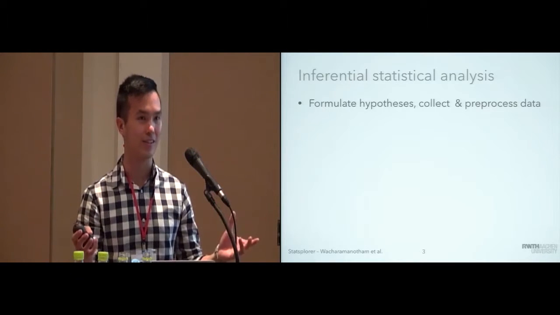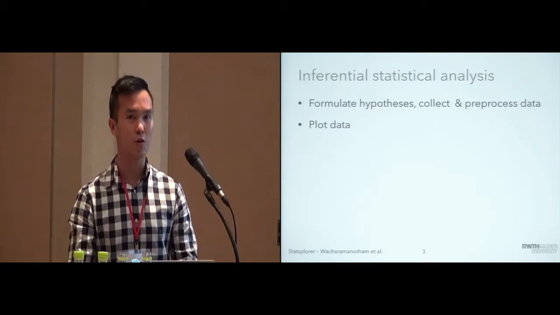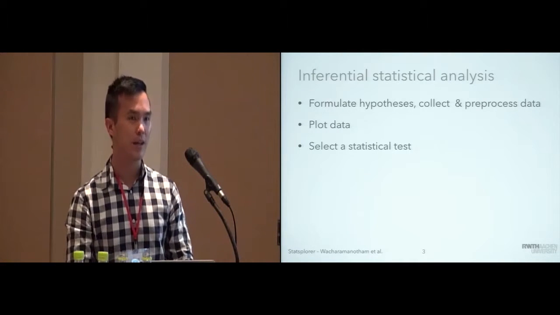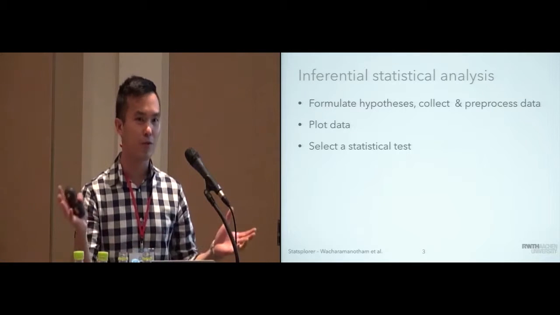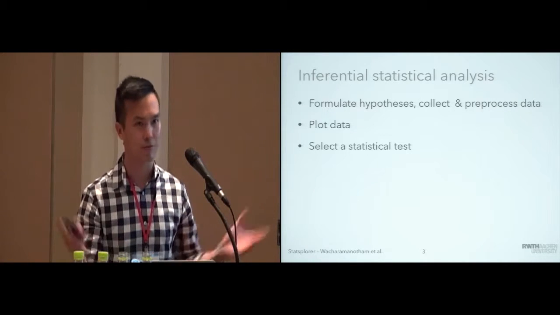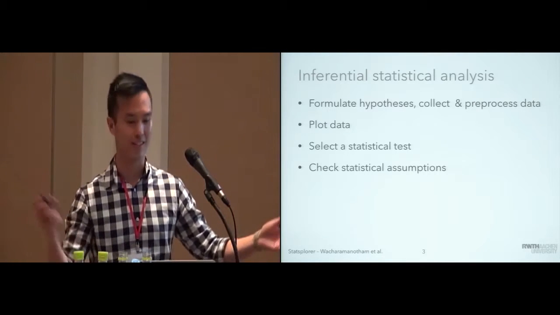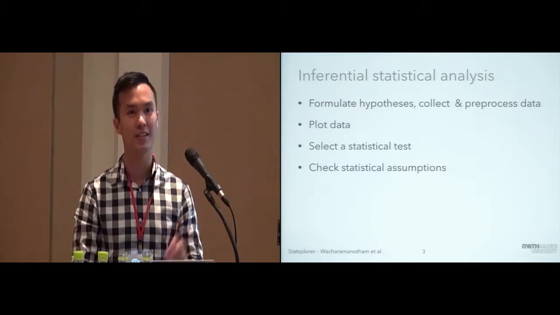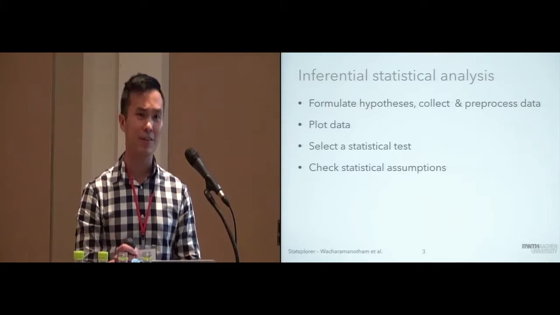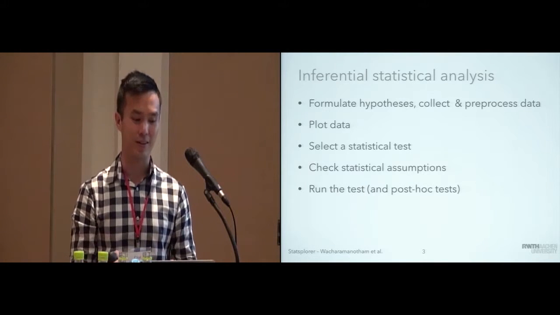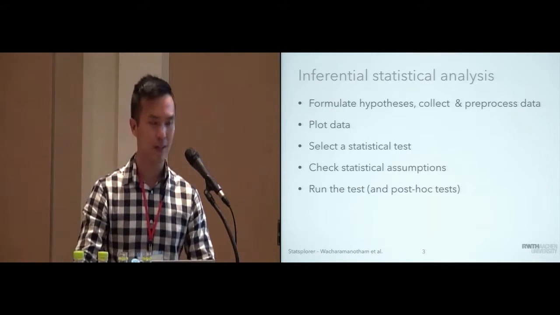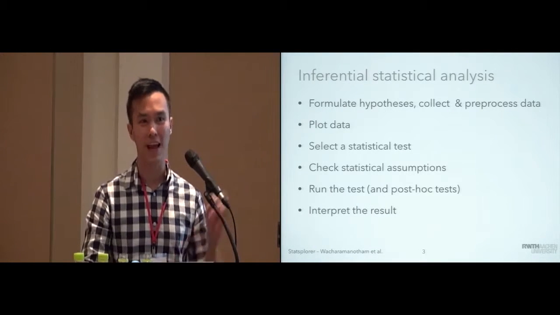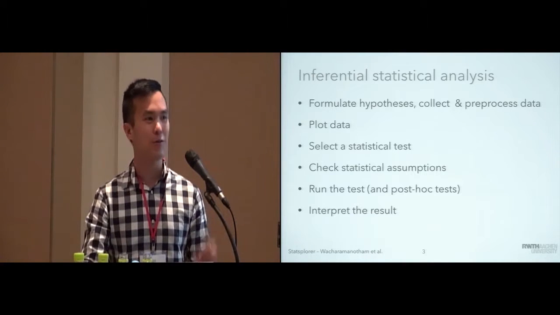First, you formulate your hypothesis, collect and pre-process your data. You plot the data to check for outliers or bimodality in your data. Then you select statistical tests among a few choices like ANOVA, t-test, Wilcoxon rank sum test, Wilcoxon signed rank test. These are all easy, right? And then you check for statistical assumptions such as normality or homogeneity of variance. If your data does not match the statistical assumptions, then you have to go back to choose your test again. After that, you run your statistical test, and in some cases, you run a post-hoc test. Remember that Bonferroni correction.